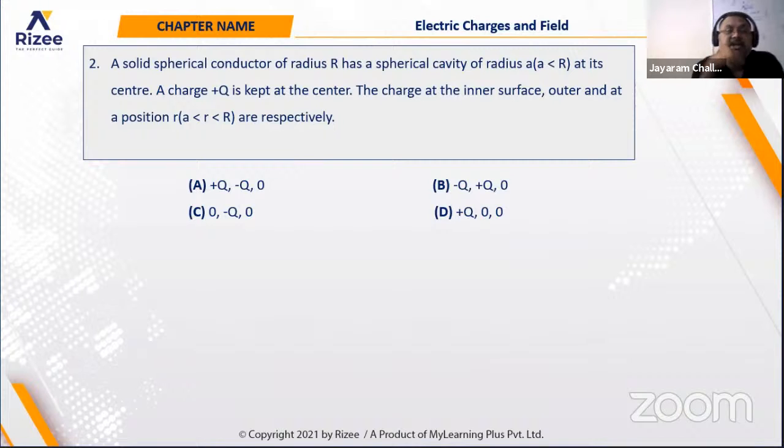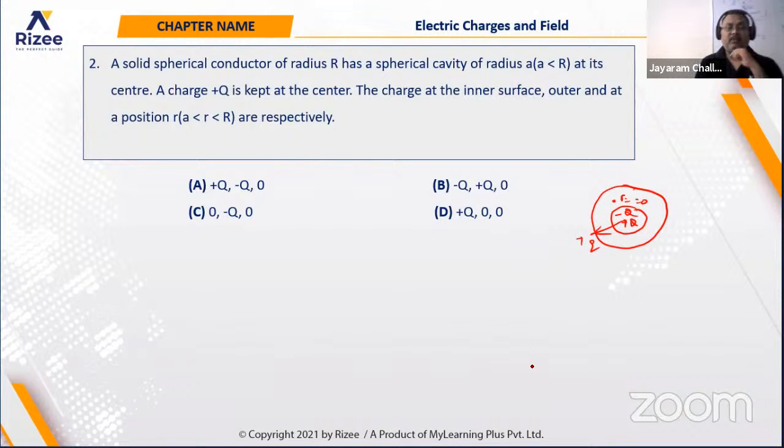At its center, a charge plus q is kept at the center. The charge at the inner face. So, what will be the charge at the inner face? This is a sphere. There is a cavity at the center. You have placed a plus q at the center. Then minus q has to be induced at the center. Electric field is equal to 0. Outside these two things, there should be the plus q.